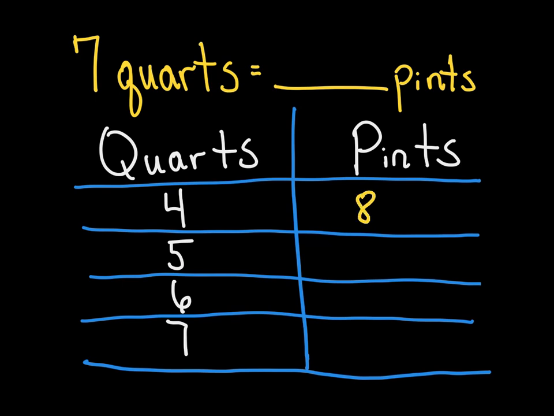Now we have 5 quarts. 5 times 2, because there are 2 pints in 1 quart. 5 times 2 is 10. Then we have 6. 6 times 2 is 12. Then we have 7. 7 times 2 is 14. So 7 quarts is equal to 14 pints.